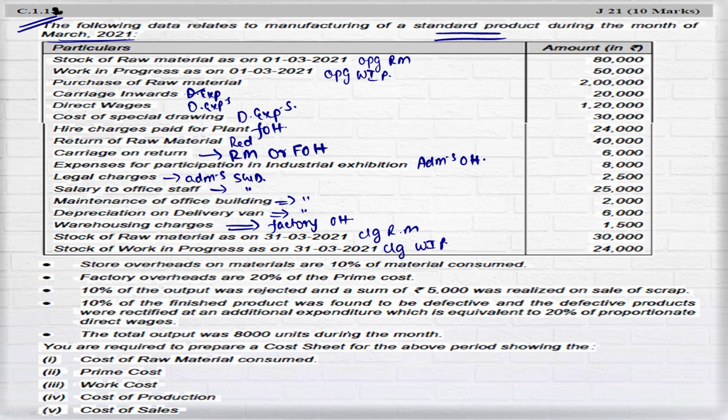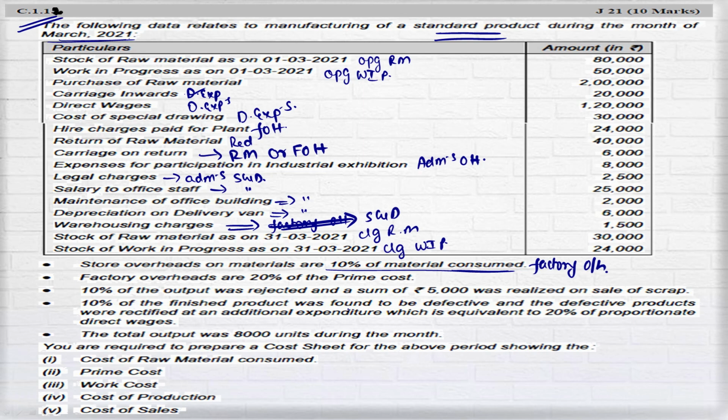Go down, rent I think will be taken in distribution. Yes. Stores overhead on material are 10% of material consumed. This is factory overhead. If this is factory overhead, this warehousing charges will go in selling and distribution.